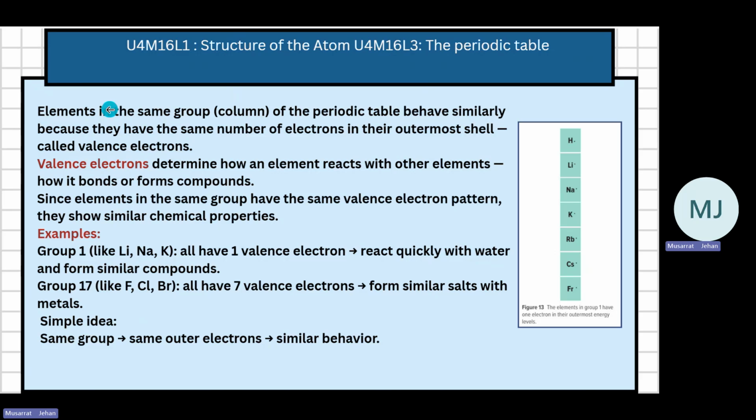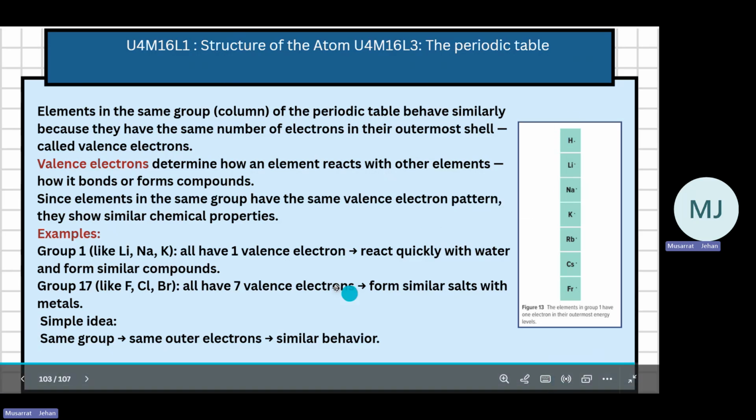These outermost electrons are called the valence electrons. Valence electrons determine how an element will be. Is it going to be reactive or unreactive? That depends on the valence electrons. Elements in the same group have the same valence electrons, so that's why the properties are similar.